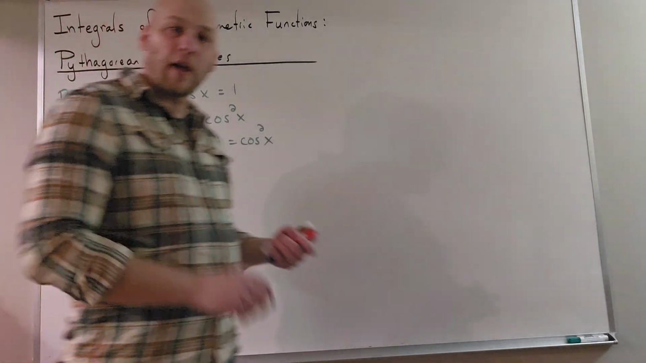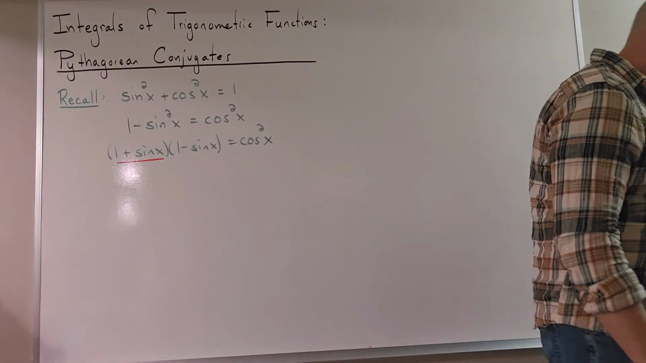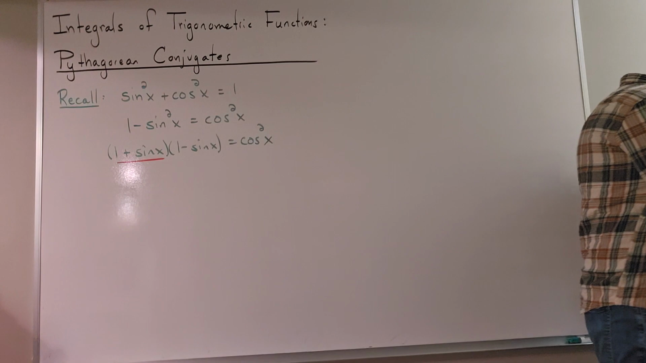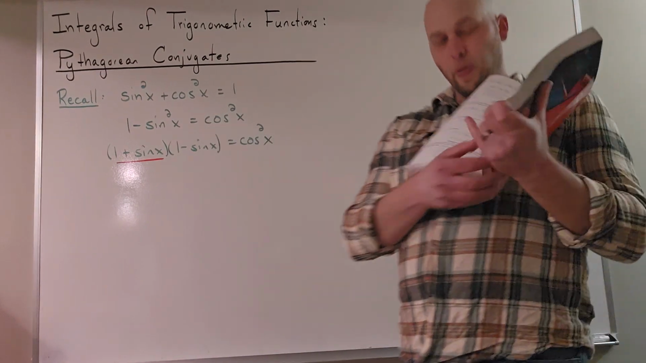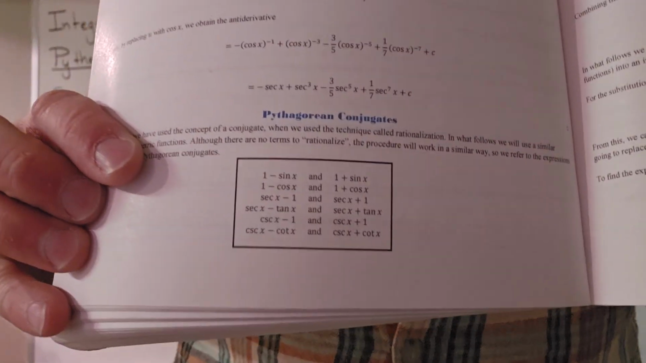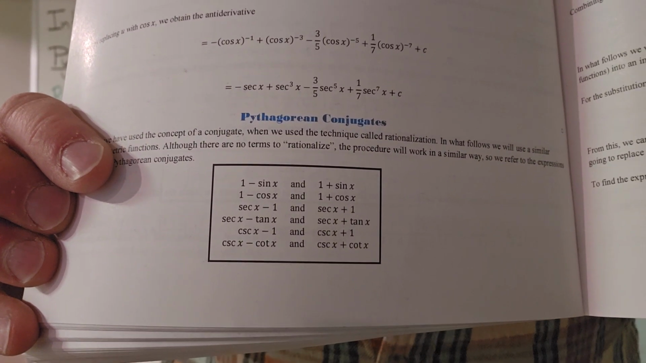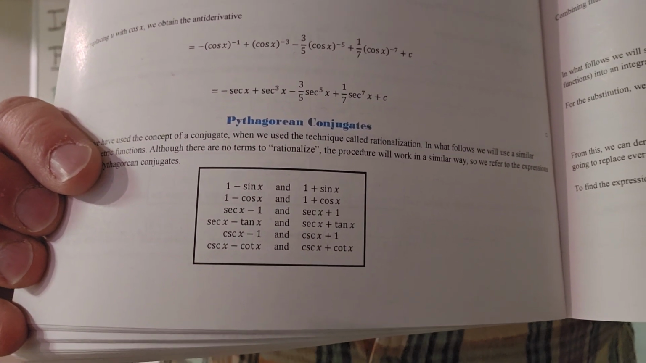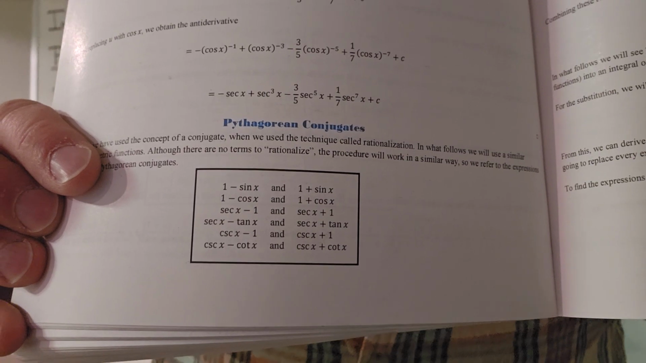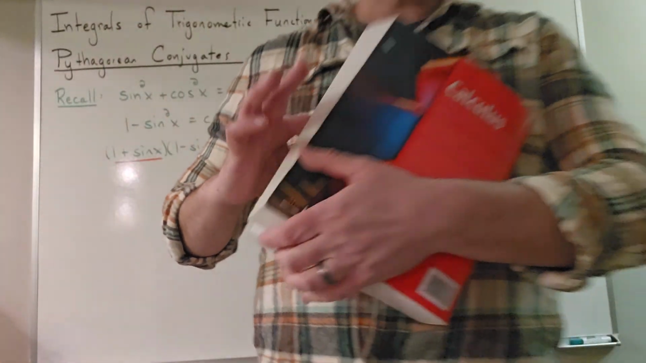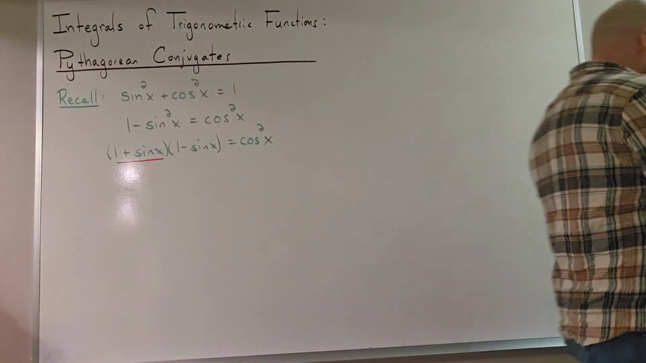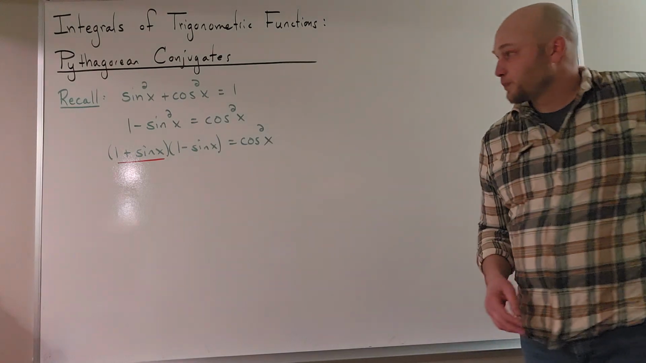There's lots of other Pythagorean conjugates, so let me show you in a textbook right here. I'll put this up on the screen so you can always pause it and write this information down or refer back to it. At the bottom of this page, those are some of the common Pythagorean conjugates. And if you multiply those together, what you end up getting is a perfect square of another trig function. Okay? So let's see how this works with computing an integral.